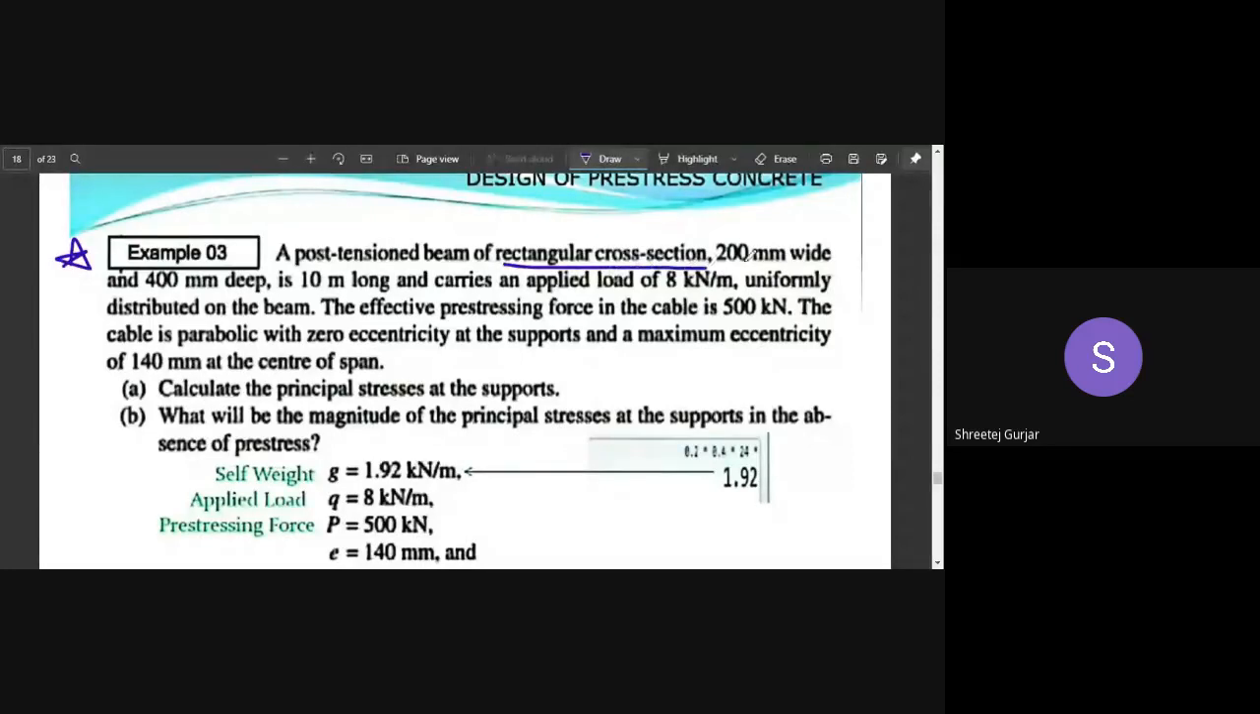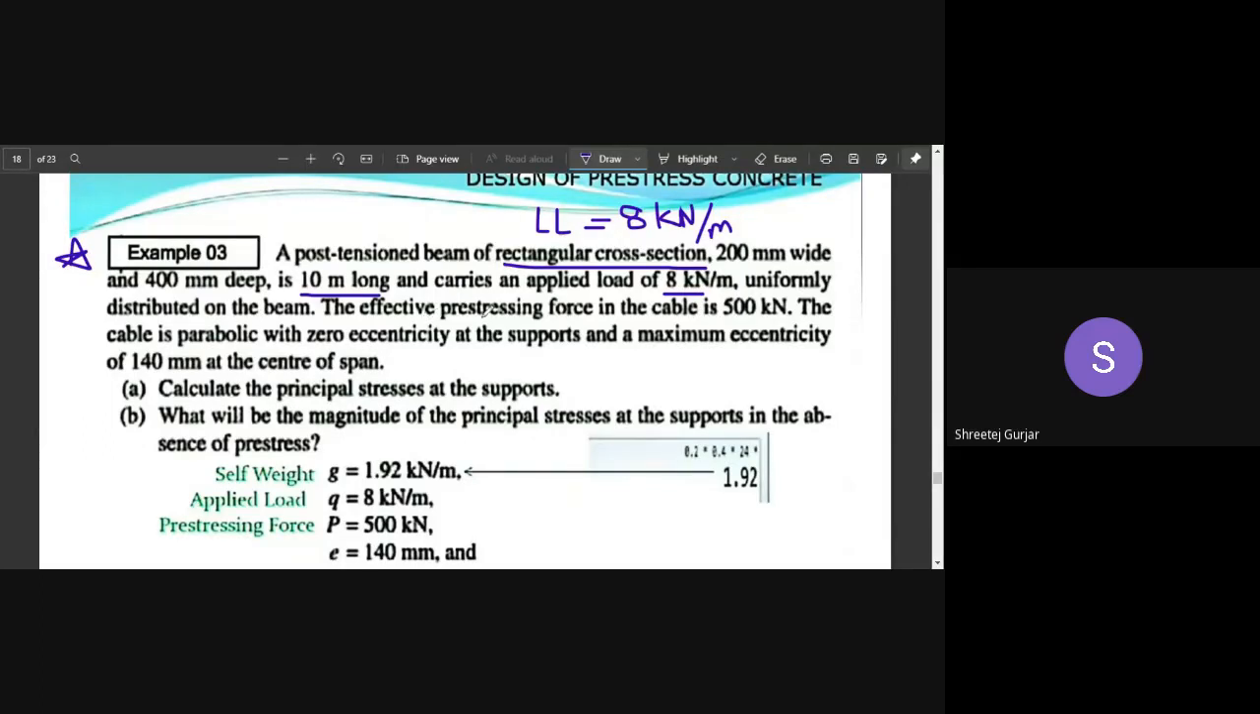We have a rectangular cross section, 200 mm wide and 400 mm deep. It is 10 meter long and carries an applied load. Applied load meaning live load. It carries a live load of 8 kilonewton per meter. This is your applied load, uniformly distributed on the beam.